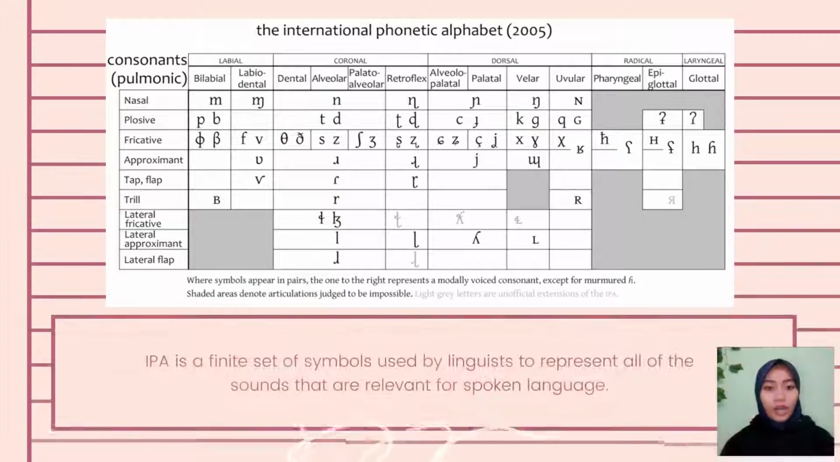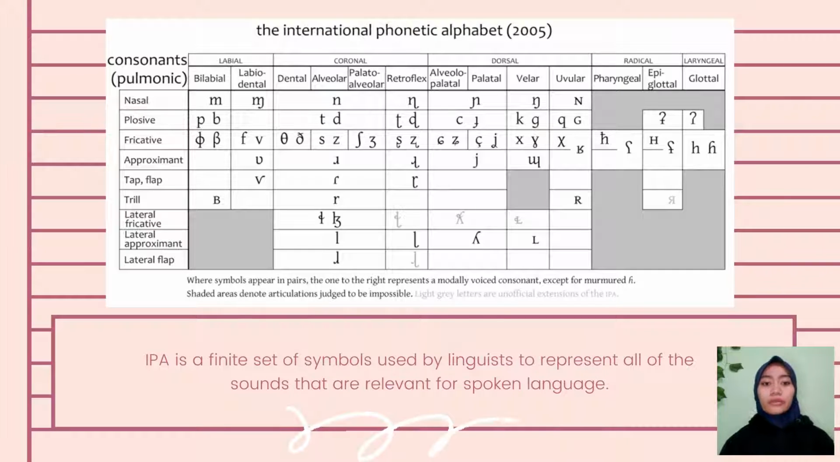The next is the chart. This table we are looking at right now is a chart of the International Phonetic Alphabet, also known as IPA. The IPA is a finite set of symbols used by linguists to represent all of the sounds that are relevant for spoken language. The IPA chart tells us a lot about the properties of its sounds. This means if you do not know a symbol immediately, you can figure out what it sounds like based on its row and column.